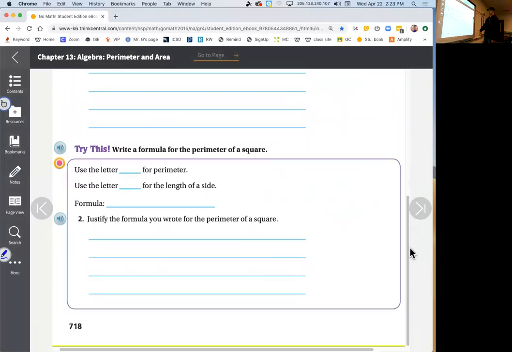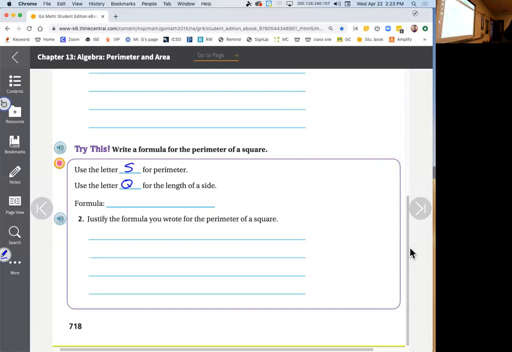Next, try this. Write a formula for the perimeter of a square. Use the letter S for side. Use the letter Q for the next side.